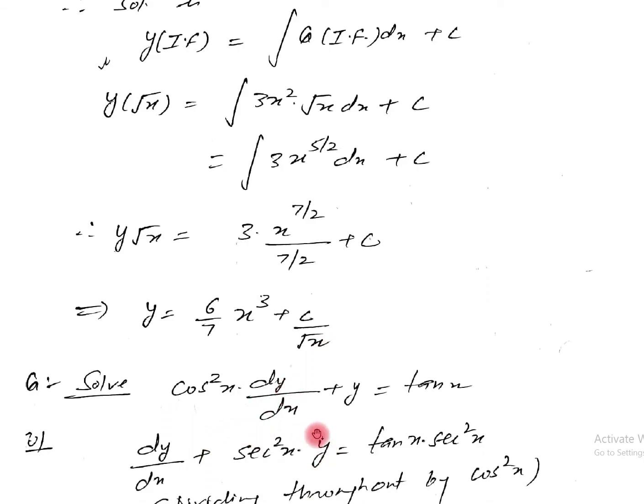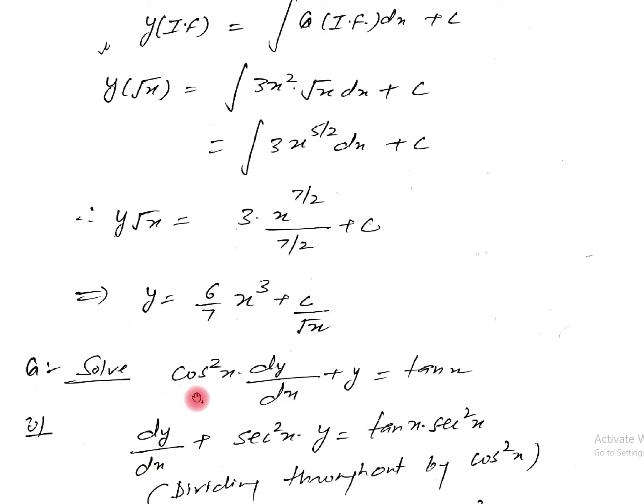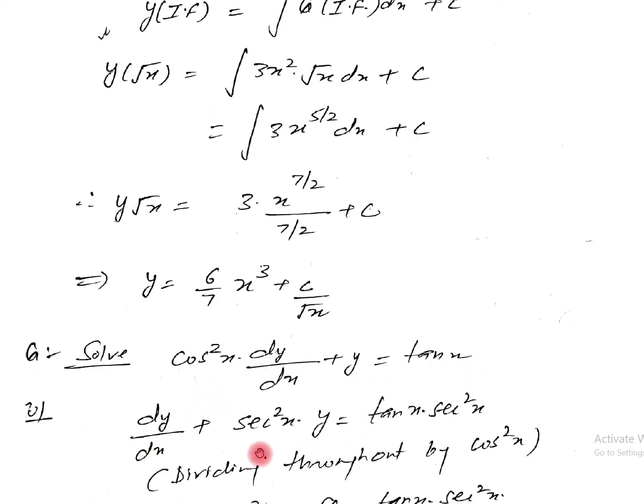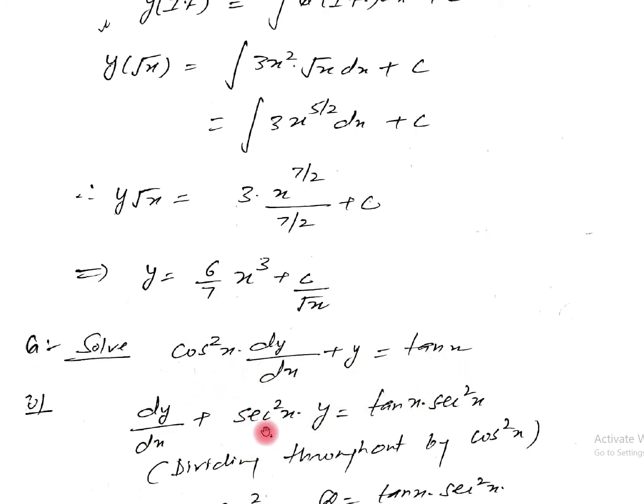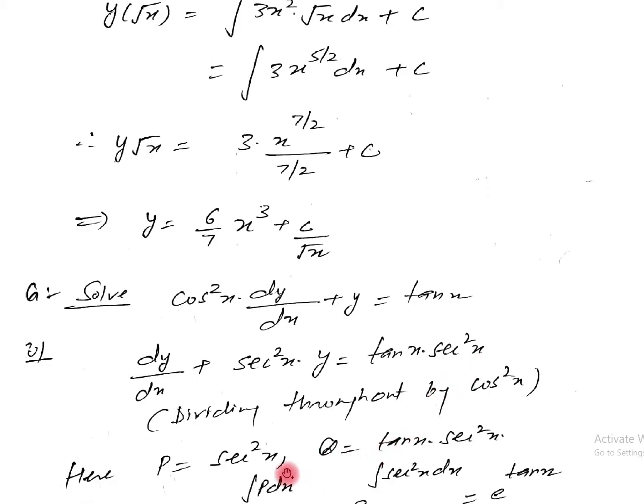Cos square x dy by dx plus y equal to 10x. Here the coefficient of dy by dx is not unity. So first we have to make it unity, dividing throughout by cos square x. Then it becomes dy by dx plus secant square x into y equal to 10x into secant square x. Now it is a linear differential equation. Again p is secant square x, q is 10x into secant square x.